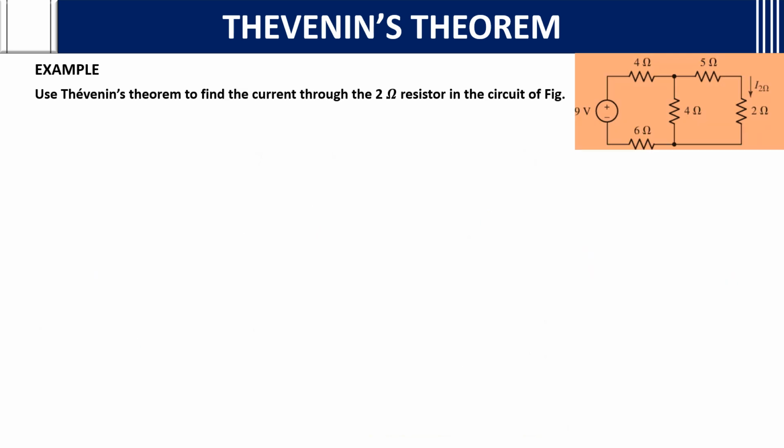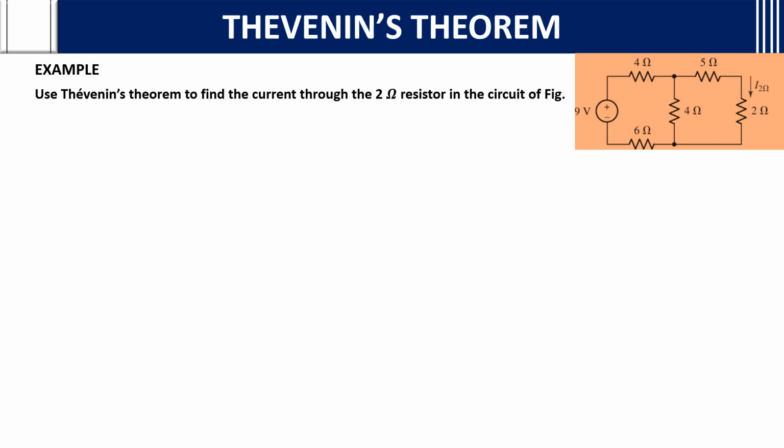See, now the next question. Use Thevenin's theorem to find the current through the 2 ohm resistor in the circuit. Here it is a little bit different. They have asked that Thevenin's theorem needs to be used to find the current through this 2 ohm resistor. You will get confused about how to find the current through the 2 ohm resistor. It is the same. What they want is the current through the 2 ohm resistor.